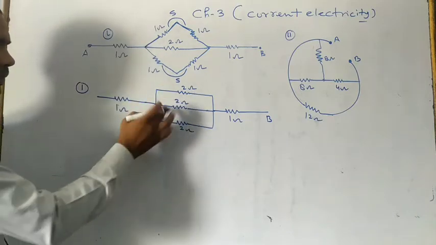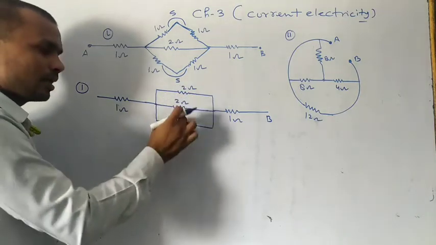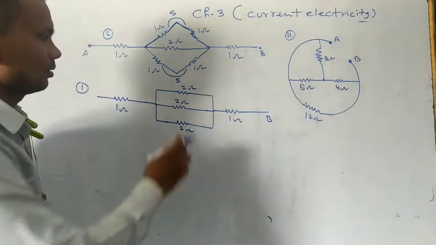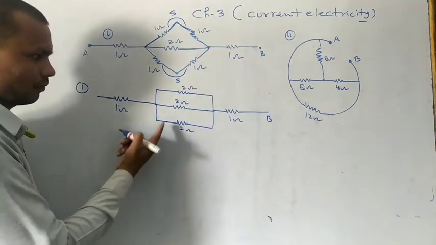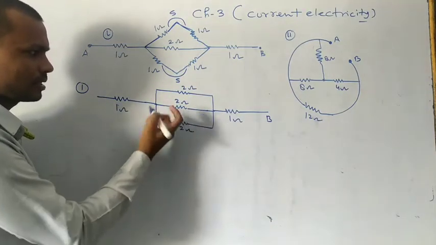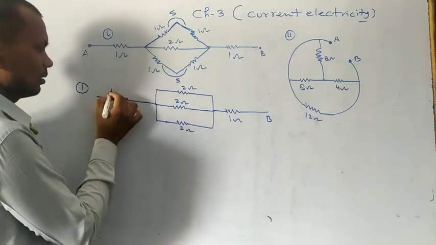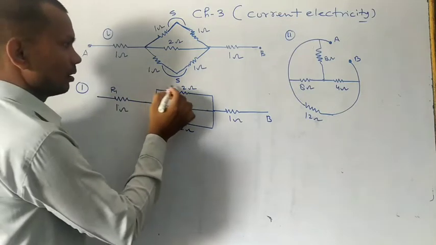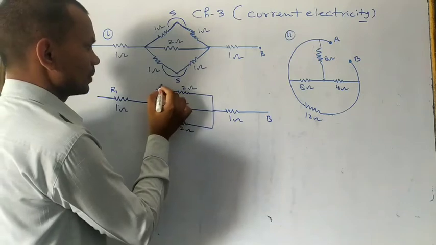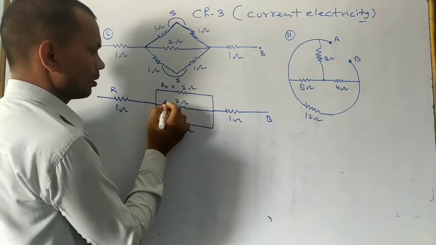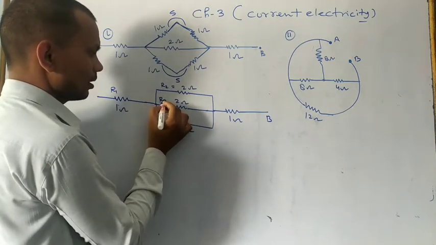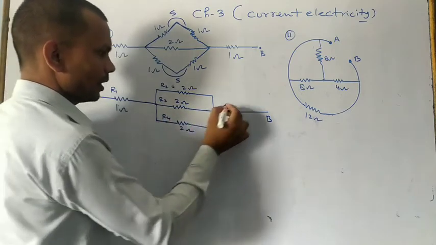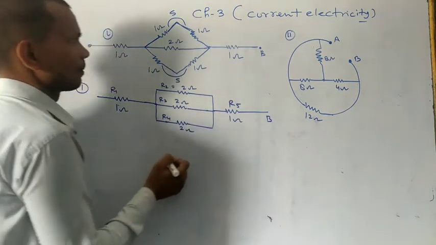Now you have to see, these all three are connected in what? In parallel. So when you are going to find the equivalent of this one, suppose now here this is R1, and then this is R2, and this is R3, then this is R4, and then this is R5.